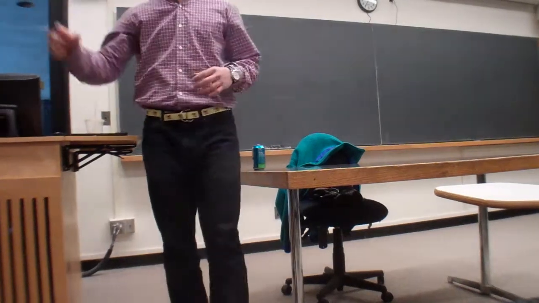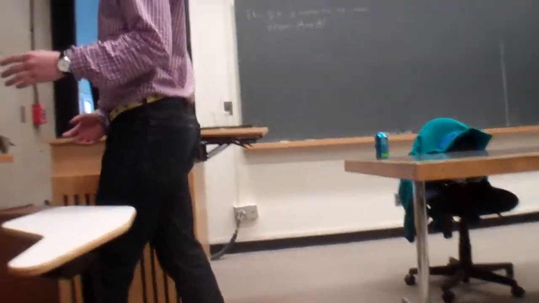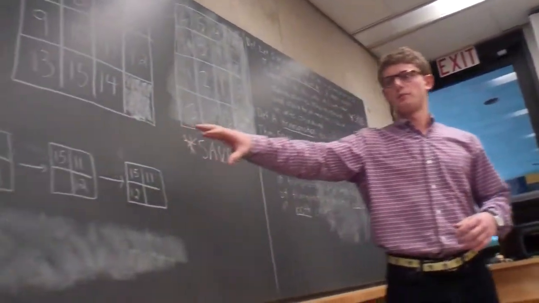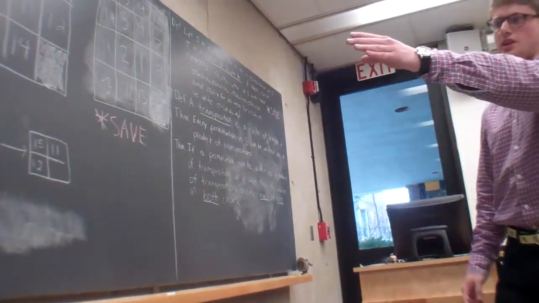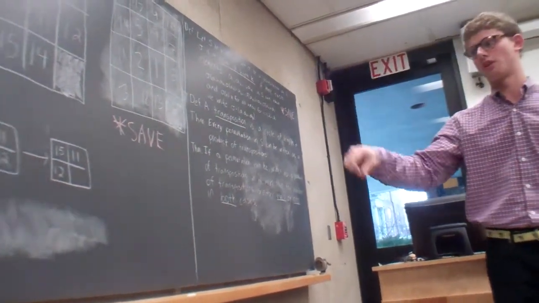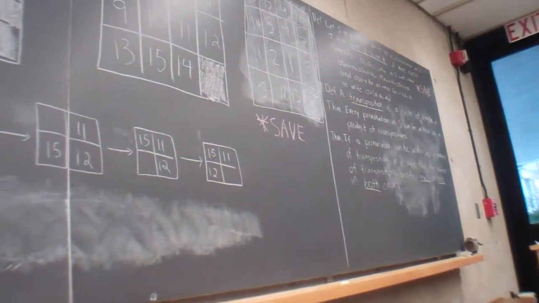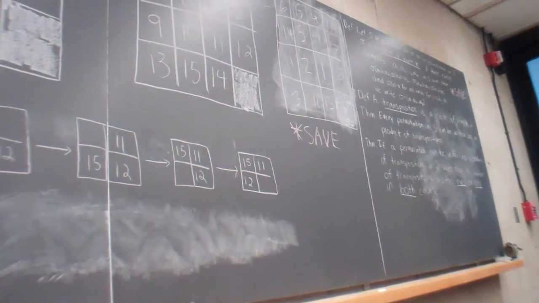So here we see a series of moves right here. This is the bottom right corner, 11, 12, 15 and the blank space. So here we see that we're switching 12, then we're switching 11, 15, and 12. So we need a way to describe these moves.